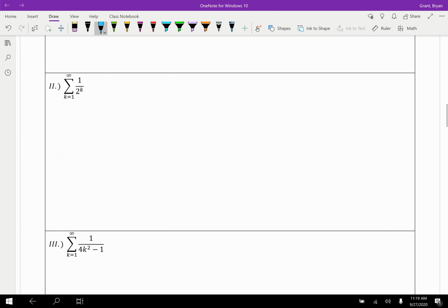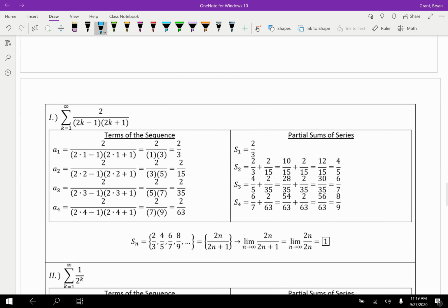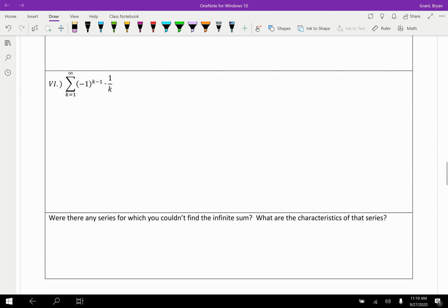If you get stuck on any of these, you are definitely welcome to check my answer key. I have one at the end. Look how I showed everything out, right? I showed your first 4 terms. I showed the math to find the sum of the series. I showed you the general term, how I got there, all that fun stuff.